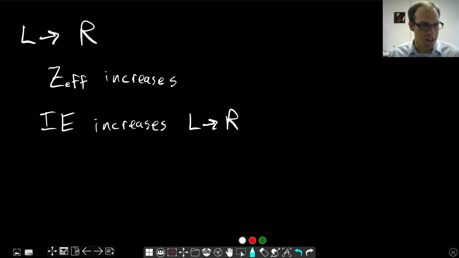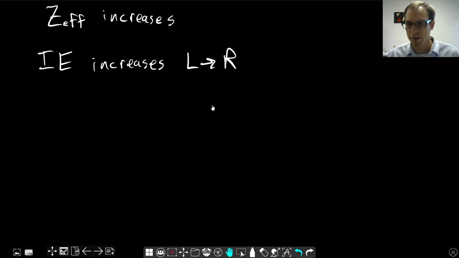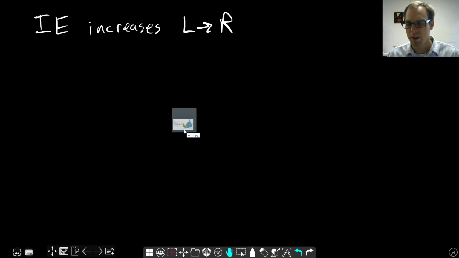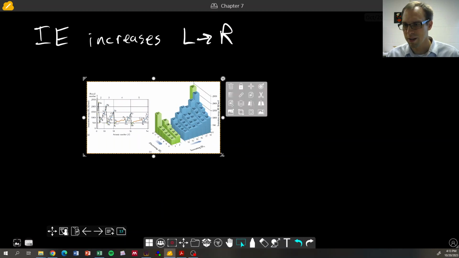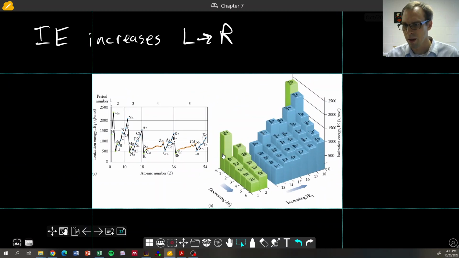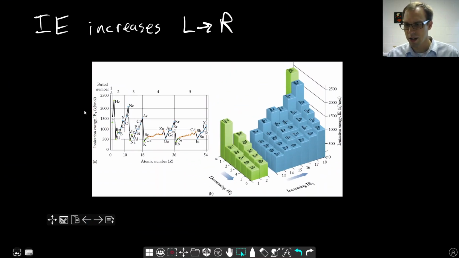One way of visualizing this is this figure from your textbook that has some actual data on this. Let me pull this over. I need to exit full screen for a second so I can make this bigger so you can actually see it. So here's some data on ionization energy, and these are all first ionization energies.